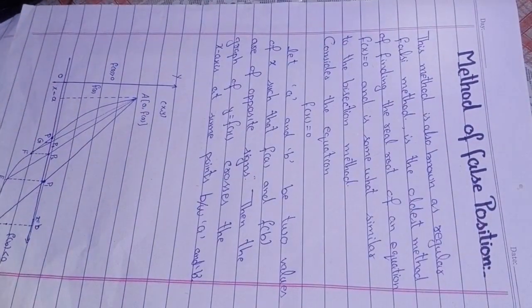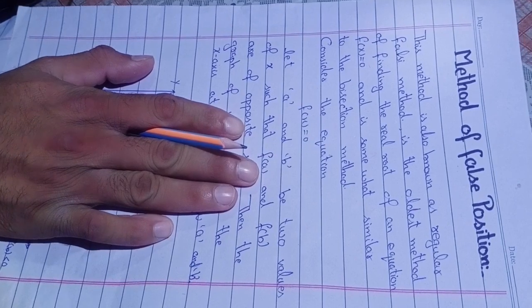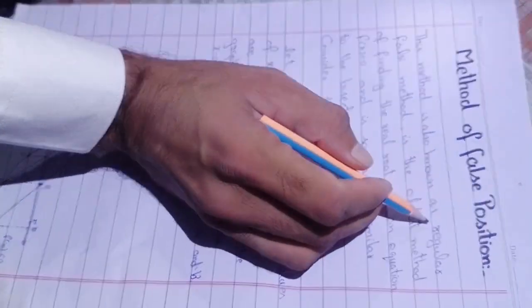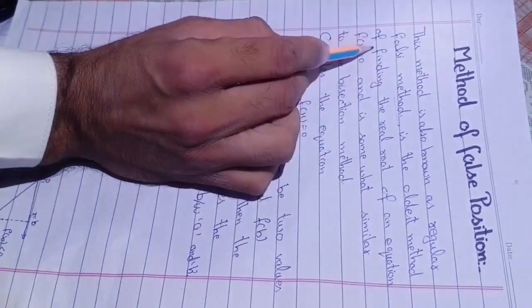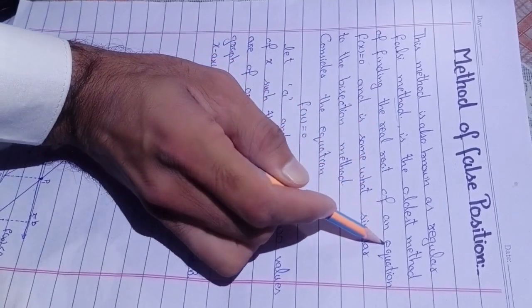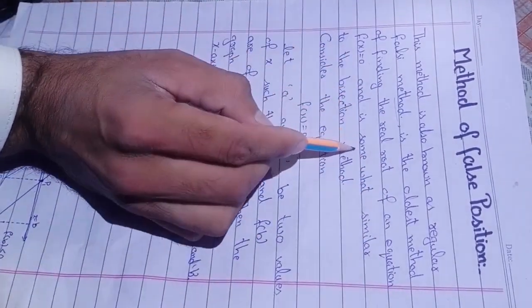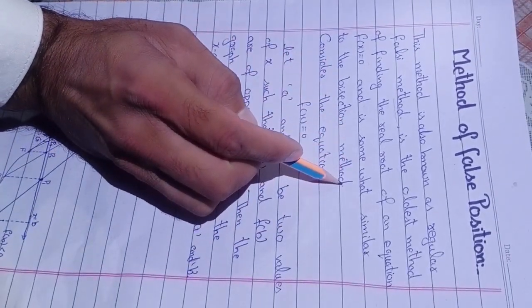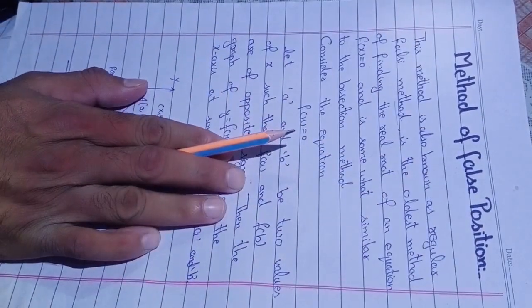In this method we will solve an algebraic or transcendental equation and find its solution. This method is also known as the Regula Falsi method. It is the oldest method of finding the real root of the equation f of x is equal to 0 and is somewhat similar to the bisection method.